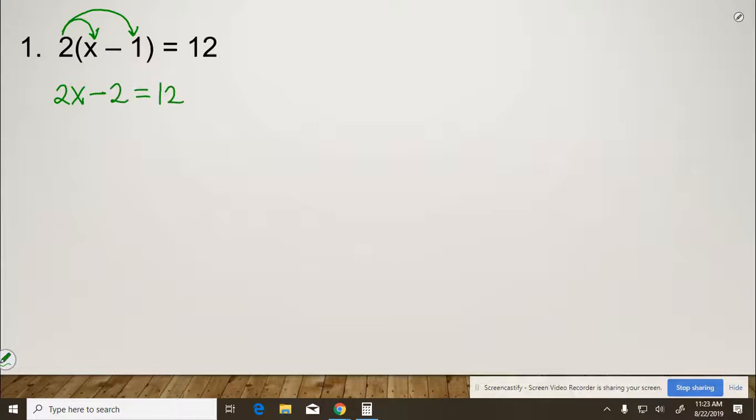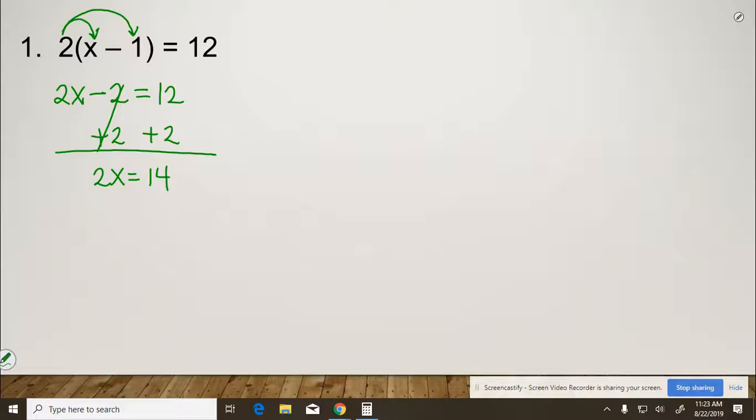Now we have an equation very similar to the ones we've seen the past couple days, very easy to solve. We start by getting rid of the constant. The constant is the minus 2. Opposite of minus 2 is plus 2, leaving us with 2x equals 14.